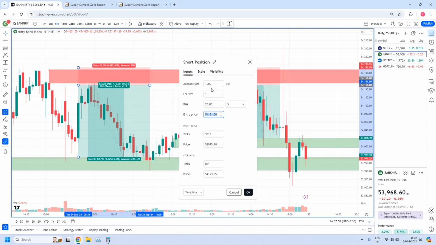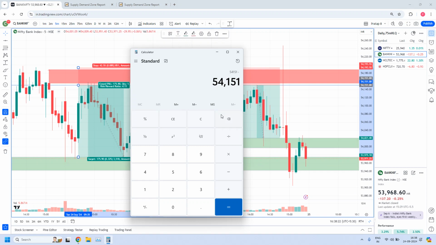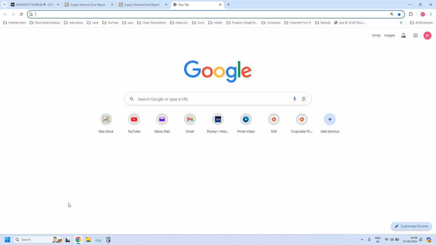54,151 minus, and what is the target? That is the profit level. Because it is a short trade, the value should be lower to get the profit. So the 15 minutes target is on. The value is 53,975.10, the index value. So how many points did we get? 175.9, close to 176 points profit. So what is the margin, the lot size and margin? Let us look into the margin calculator.